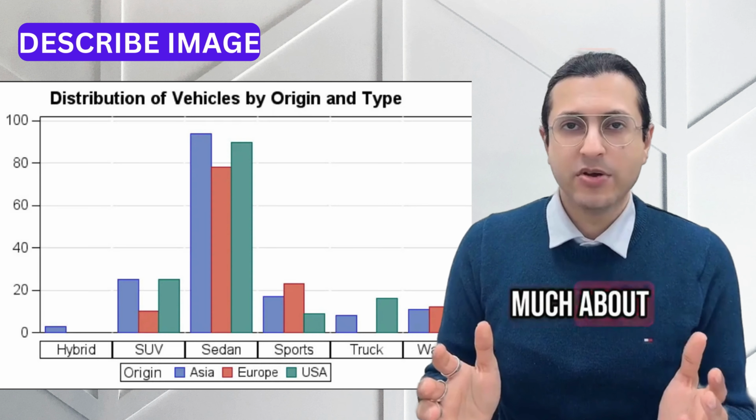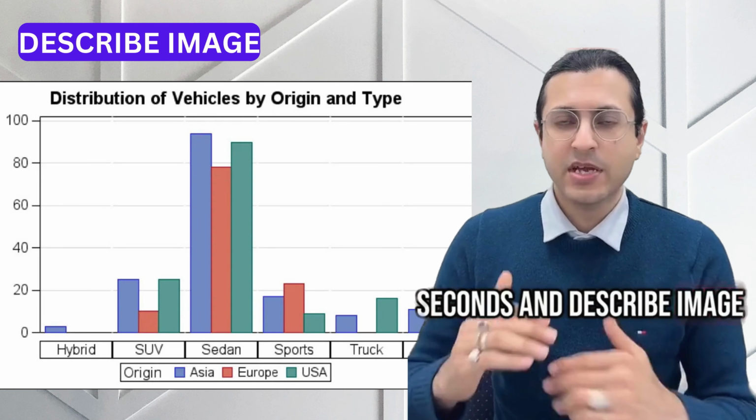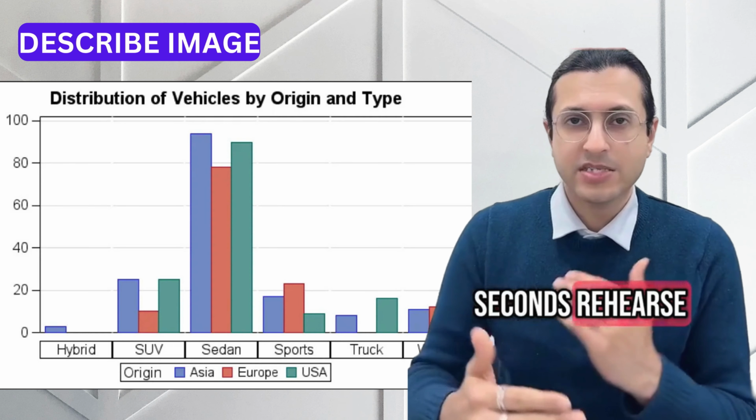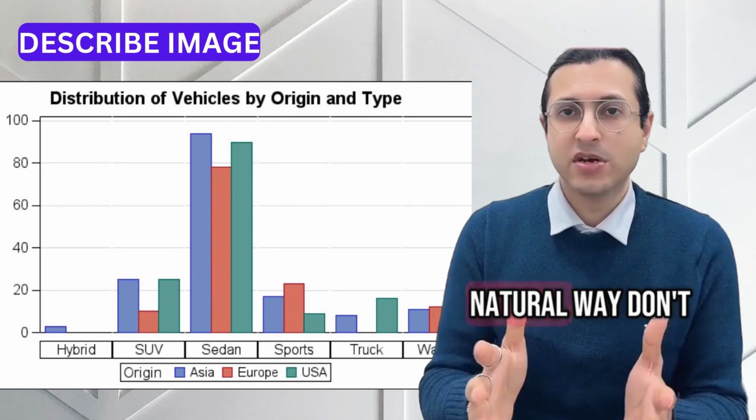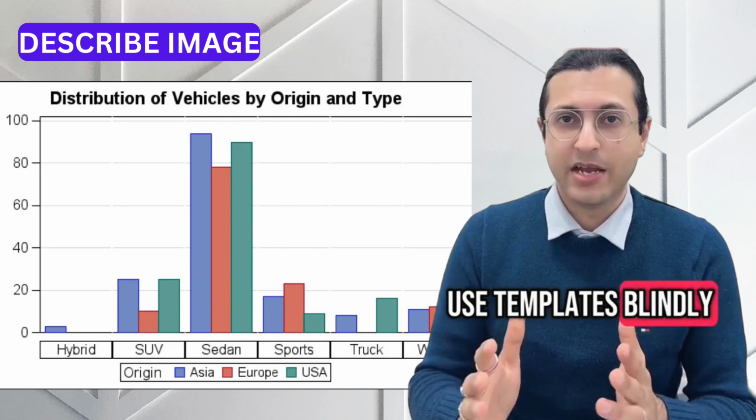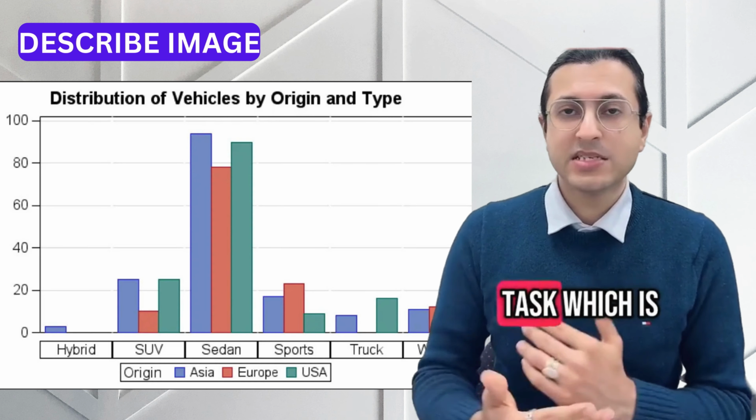Task number 3 and 4 are describe image and retell lecture. Nothing to worry much about. You get 25 seconds in describe image. In those 25 seconds, rehearse, practice, visualize the sentences which you're going to speak. Speak in a natural way. Don't use templates blindly.